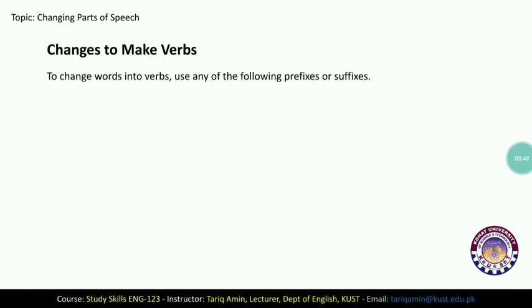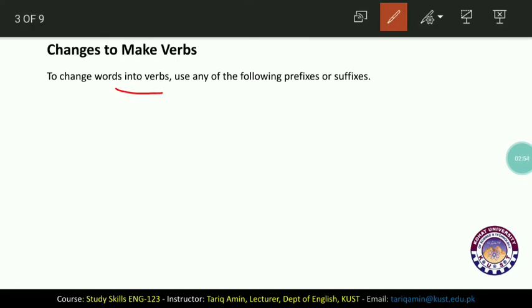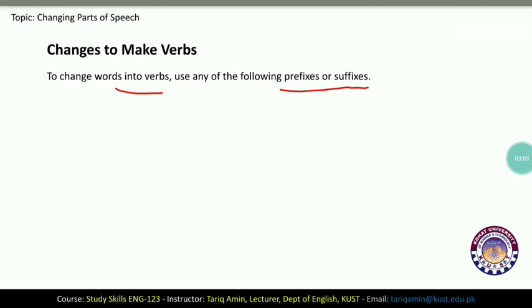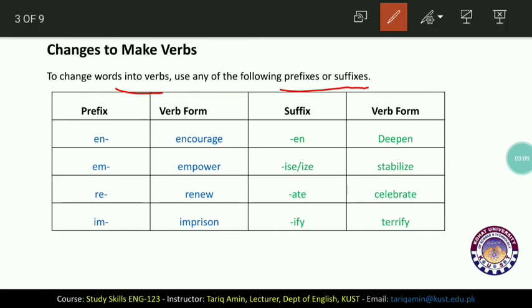Changes to make verbs. Before going to change words into verbs, use any of the following prefixes or suffixes. We can use the following prefixes or suffixes in order to change words into verbs. Let's discuss these examples. En is actually a prefix.